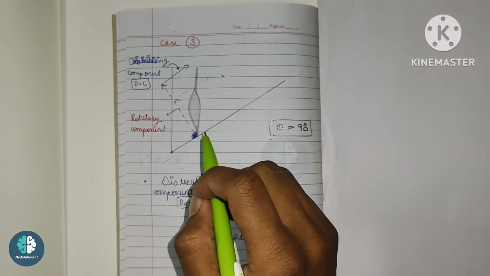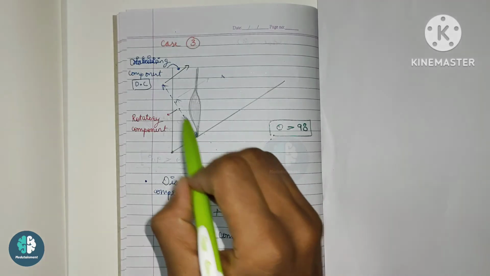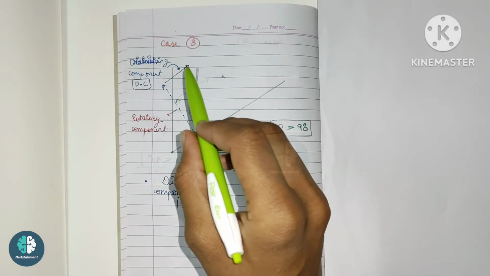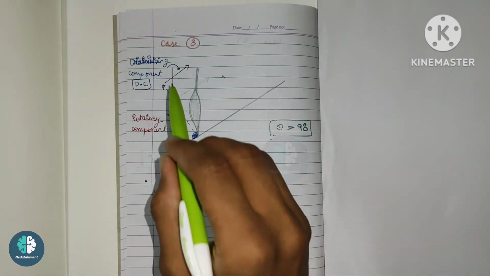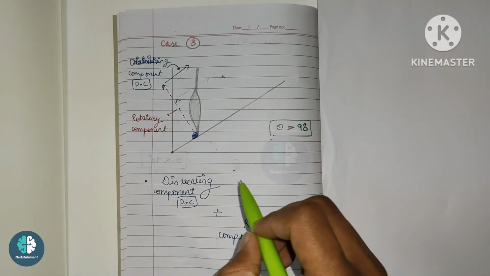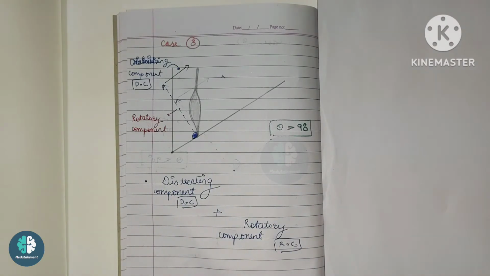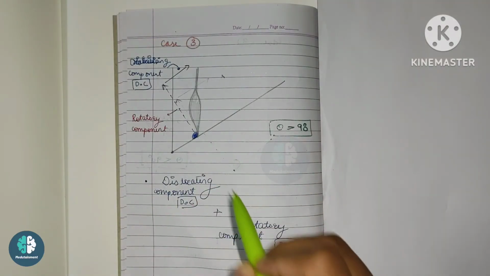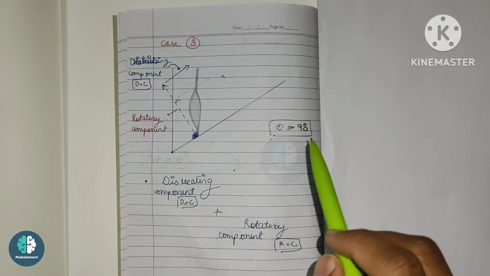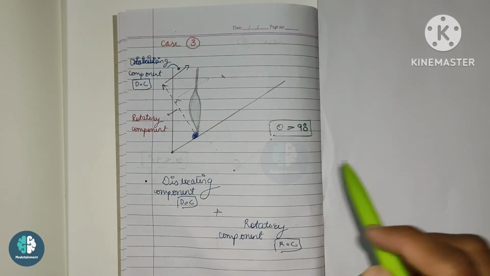So here we have two components. One is the rotatory component and the next one is the dislocating component. In the previous case, we have seen that there are two components, rotatory as well as stabilizing, not the dislocating. Here we have dislocating and not stabilizing. In this case, instead of stabilizing, we have the dislocating component plus the rotatory component. So these two components make this case of theta more than 90 degrees.